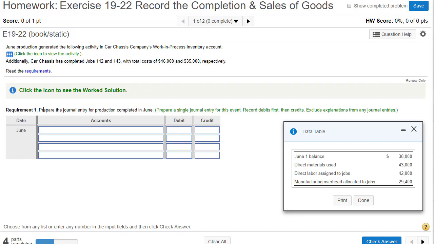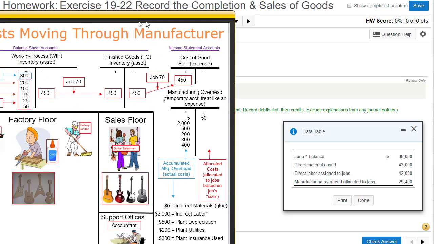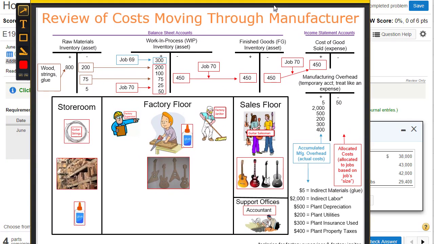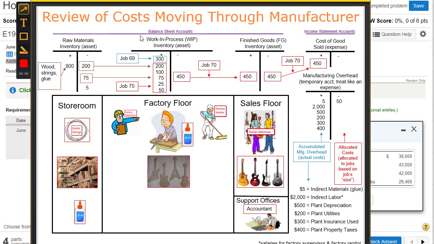Requirement 1, prepare the journal entry for production completed in June. So they're talking about these two jobs that were completed in June. What happens in the journal entry when jobs are completed? Well, let's go back to our slides with the T account showing work in process and finished goods. Work in process is the account where the products are being worked on, and when they're finished, they need to leave this account because this is an in process account.